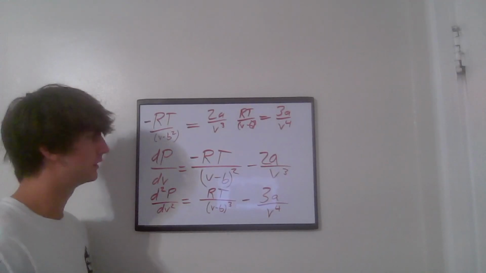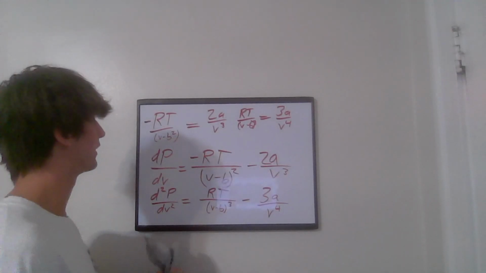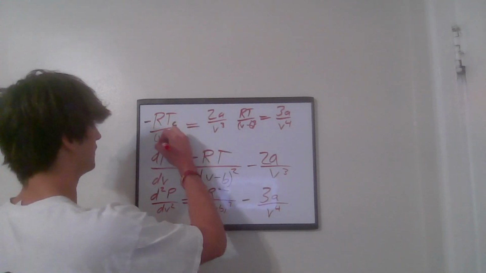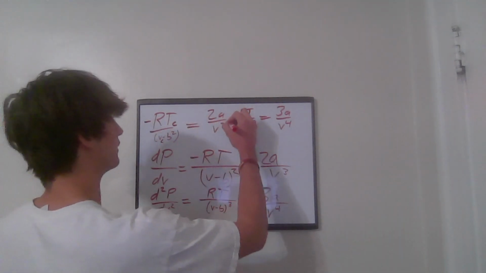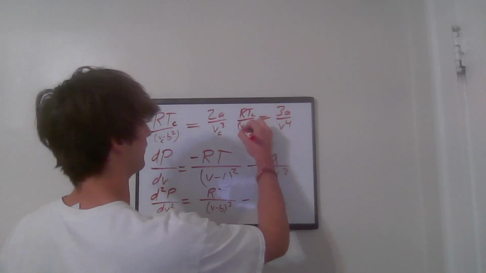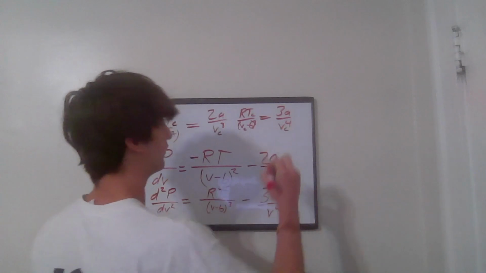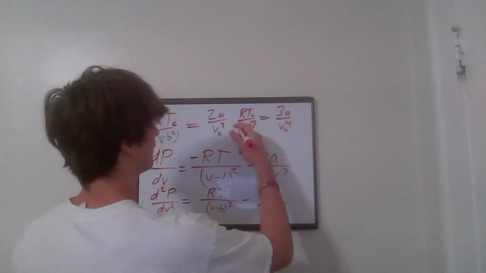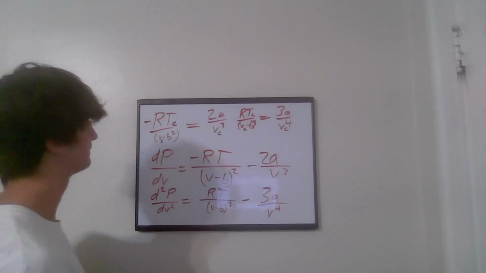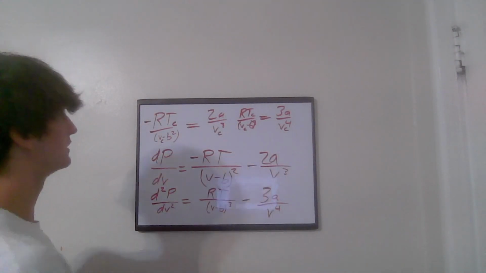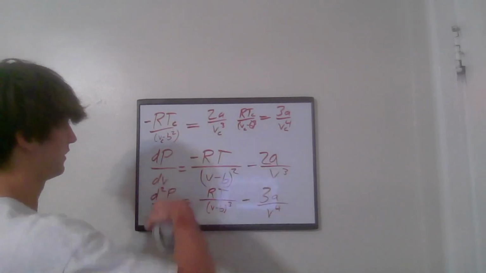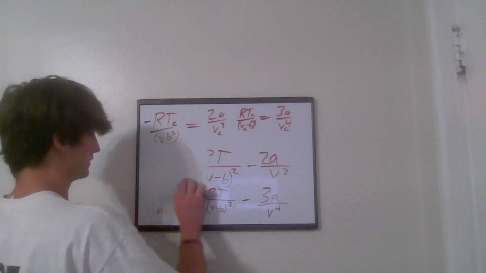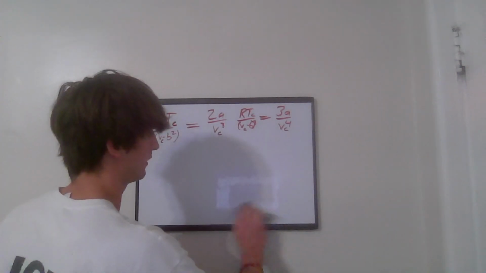And after this, we want to make sure we're using our critical values. So our temperature is critical and our volumes are critical, just so we're using the correct values when we set our second derivative equal to 0. And now what we can do is cross multiply these equations. Let's keep it more fast.